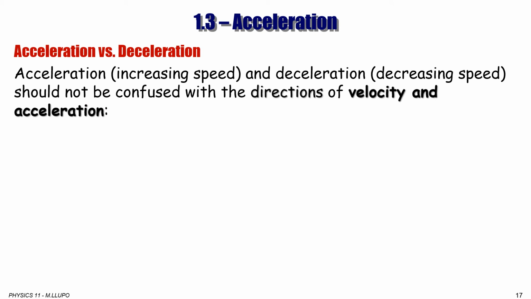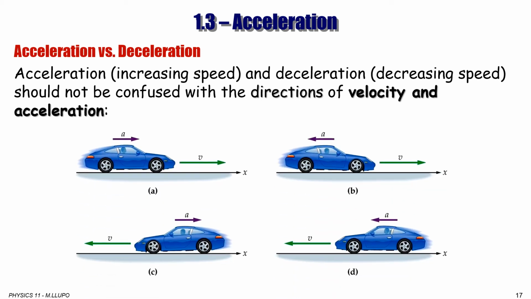So again, you know when acceleration will increase or decrease the speed of an object. Here is an example. At diagram A, you see that acceleration and velocity are in the same direction. At diagram D, acceleration and velocity are in the same direction. So the expected result here would be accelerating. Final velocity is going to be bigger than initial velocity.